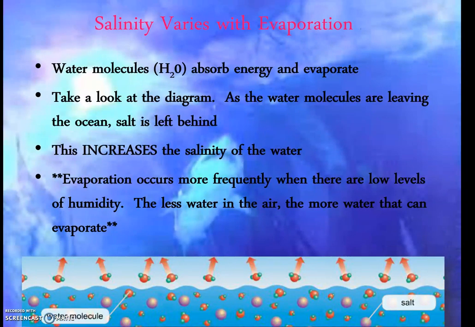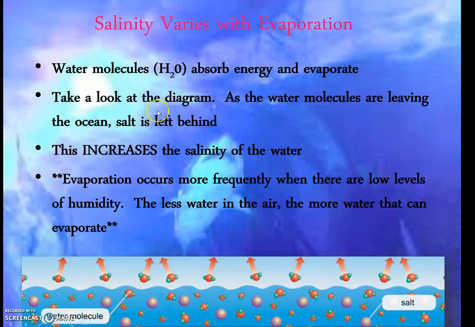So how does the salt content vary in ocean water? The first way it can vary is with evaporation. As we learned in earlier lessons, evaporation is when water molecules, which is H2O, absorb energy and evaporate or turn into a gas. As we look at this diagram, when water molecules evaporate, the salt is left behind. Salt can't evaporate because salt is a solid and evaporates at a much different temperature. This increases the salinity of the water because as the water evaporates, the salt is left behind, making the water saltier. As you can see in this picture, only the water molecules are leaving, the salt is left behind.